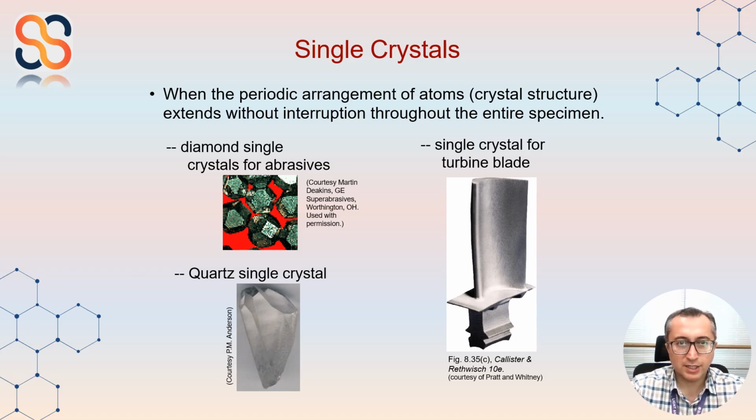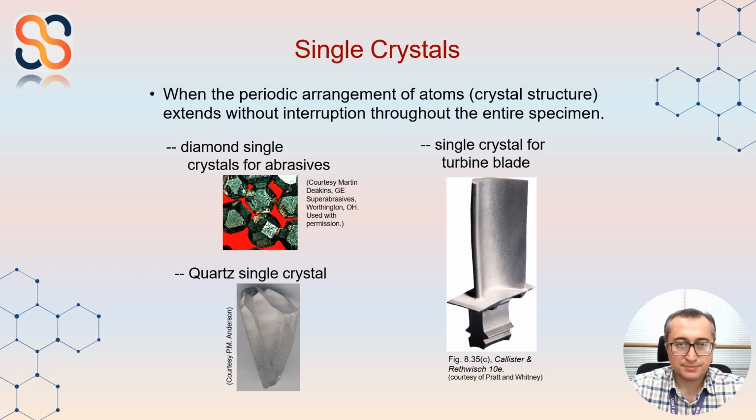Let's define single crystals. A single crystal is a solid material where the periodic arrangement of atoms and the crystal structure extends uninterrupted throughout the entire specimen. Single crystals show uniform physical and chemical properties in all directions due to their consistent atomic arrangement. They are often characterized by distinct shapes and well-defined phases.